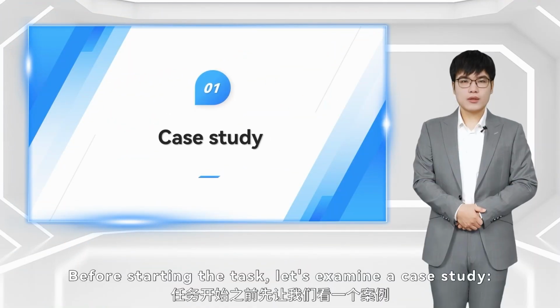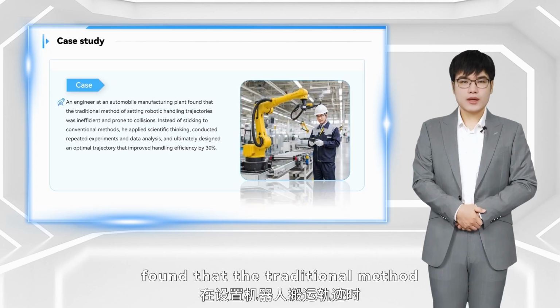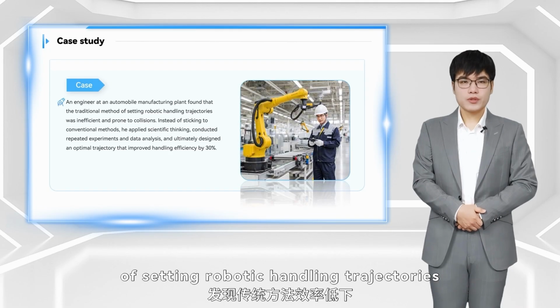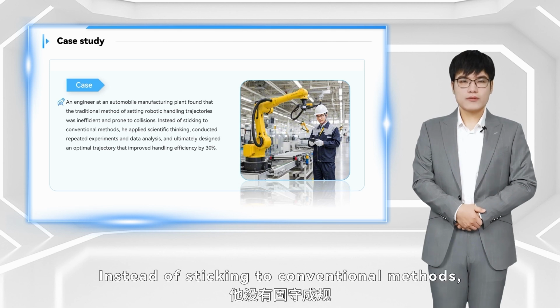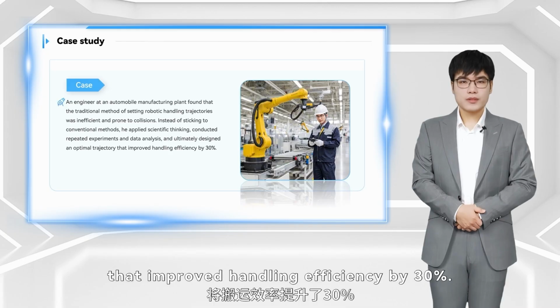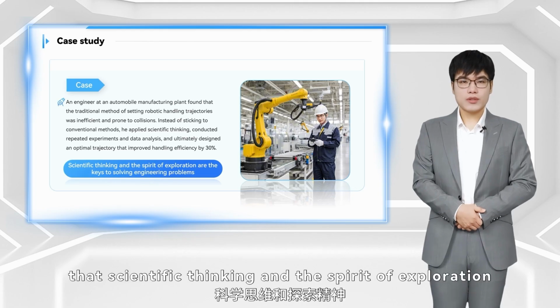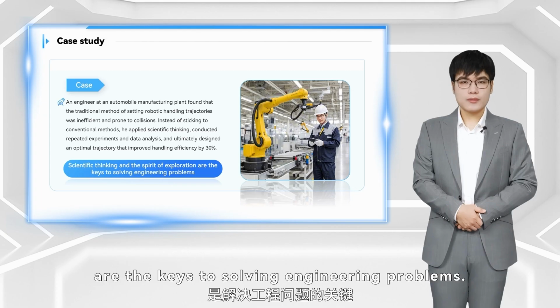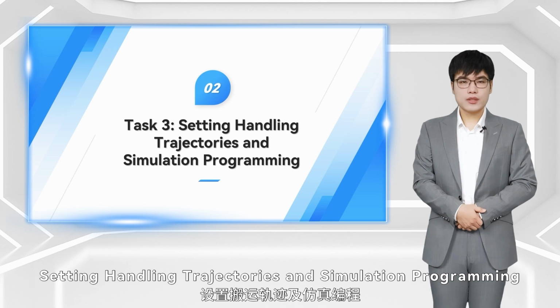Before starting the task, let's examine a case study. An engineer at an automobile manufacturing plant found that the traditional method of setting robotic handling trajectories was inefficient and prone to collisions. Instead of sticking to conventional methods, he applied scientific thinking, conducted repeated experiments and data analysis, and ultimately designed an optimal trajectory that improved handling efficiency by 30%. This engineer's story illustrates that scientific thinking and the spirit of exploration are the keys to solving engineering problems. Now, let's move on to task 3, setting handling trajectories and simulation programming.